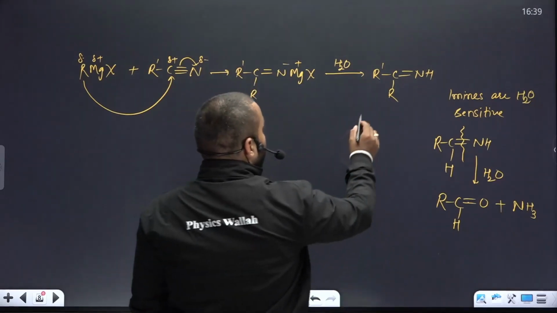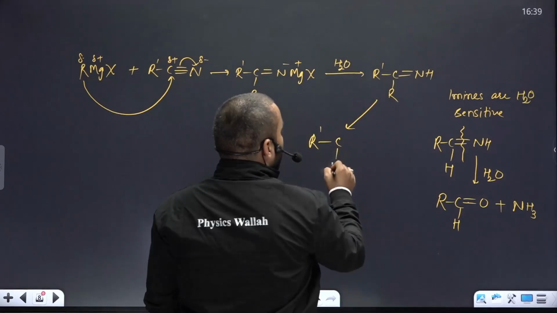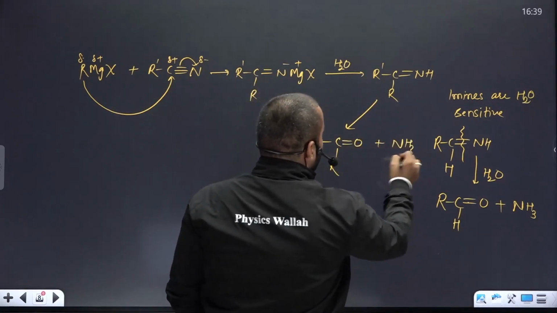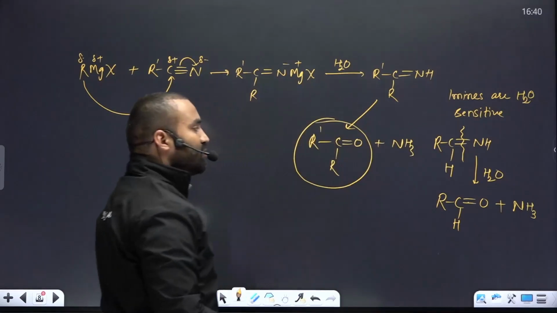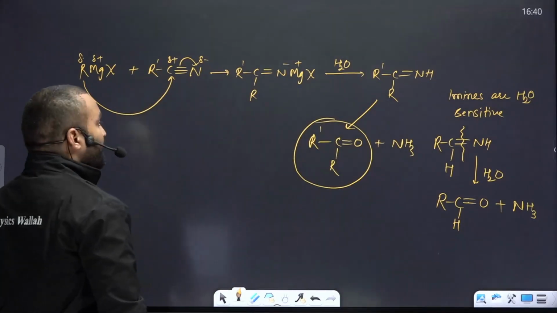So once you have obtained this, will the reaction stop here? No. You will obtain R dash C R double bond oxygen plus NH3. What is this compound, everybody? Now this is ketone, and this is what you intended to make. यही बनाना चाहते थे. This is what you were intended to make.